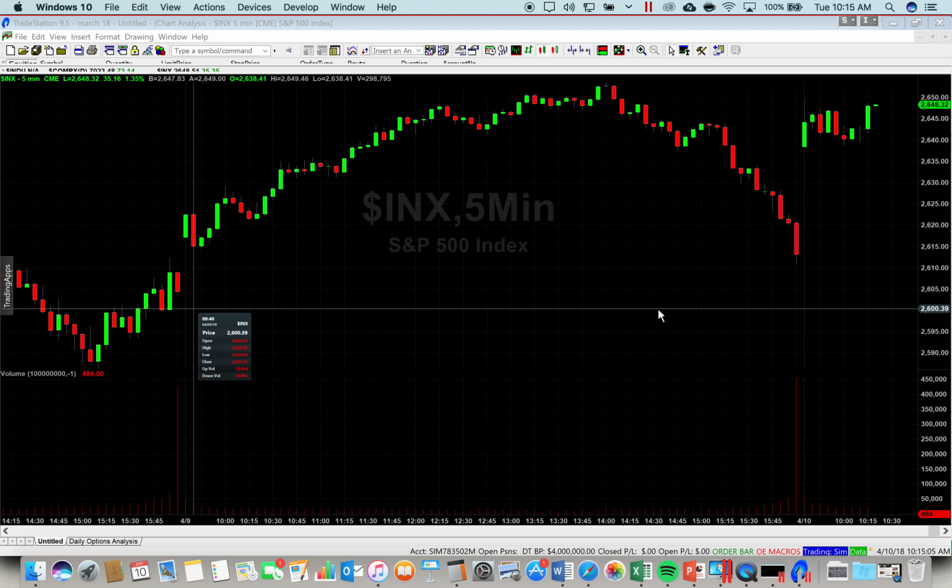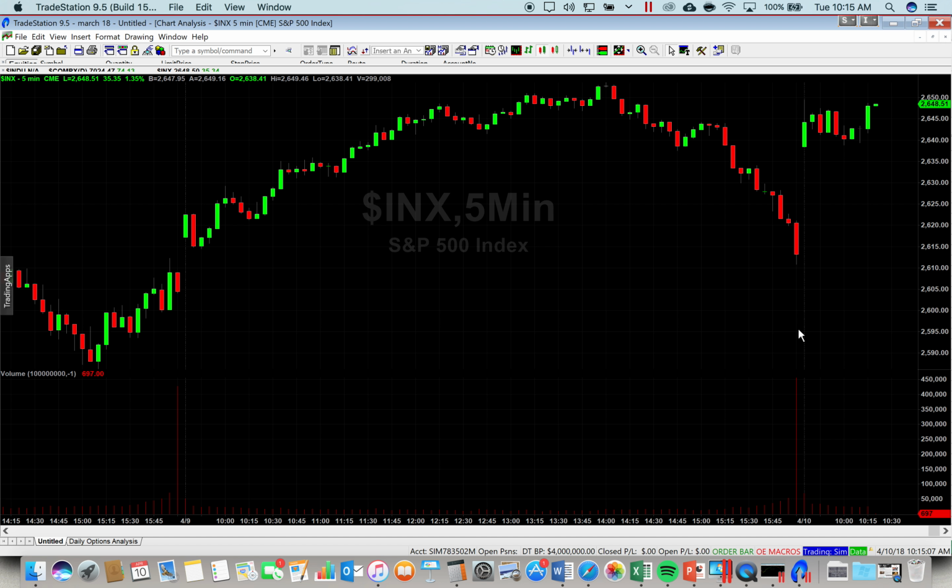Here is the market open. Here is the market close. Now every one of those bars that are green represents a 5-minute time segment when the market was up for those 5 minutes, and the red bars represent 5 minutes where the market was down.